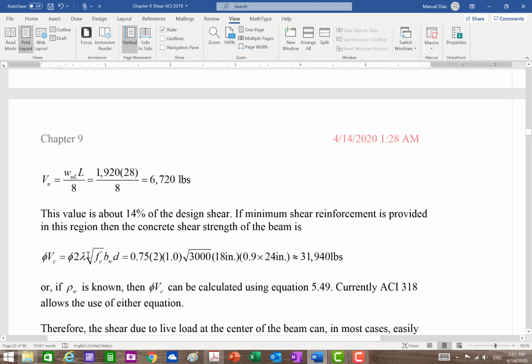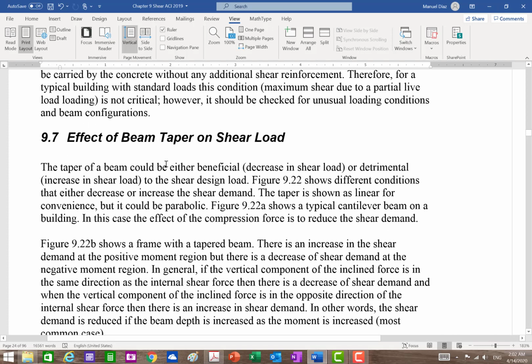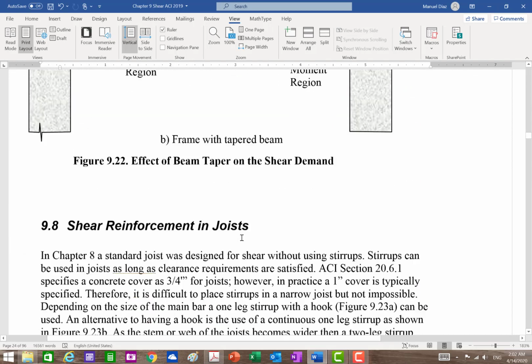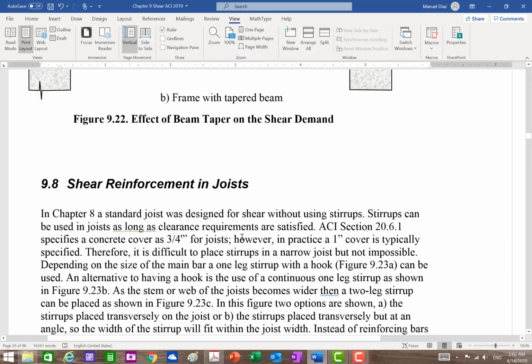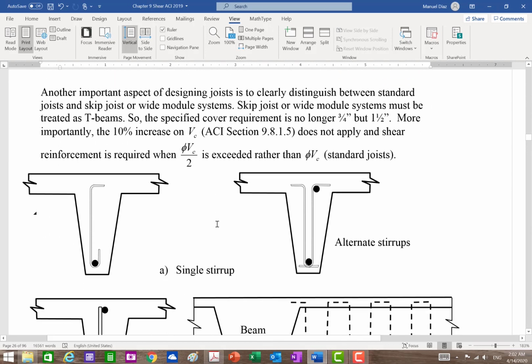Now if you don't want to use this equation and you know your rho value, you can use the other equation, which can give you a lower value sometimes. So in most cases, your shear in the middle, due to half of the live load, can be normally carried just by the concrete. So we don't need to do much. Effective taper you don't have to do, so you forget about this. And shear reinforcement in joists, all you need to know here, I think, is the types.